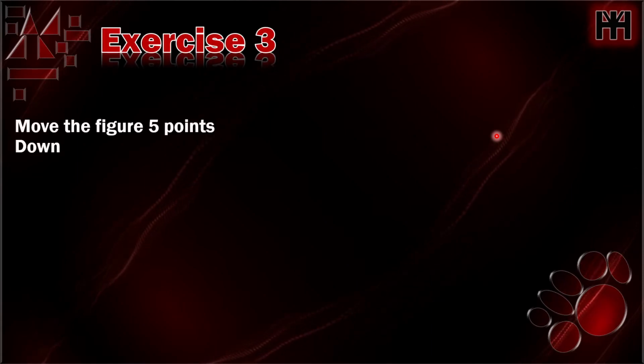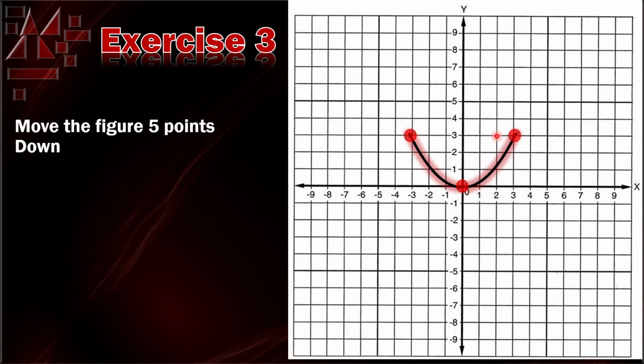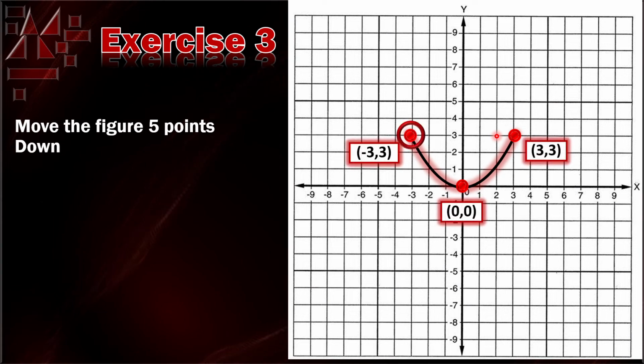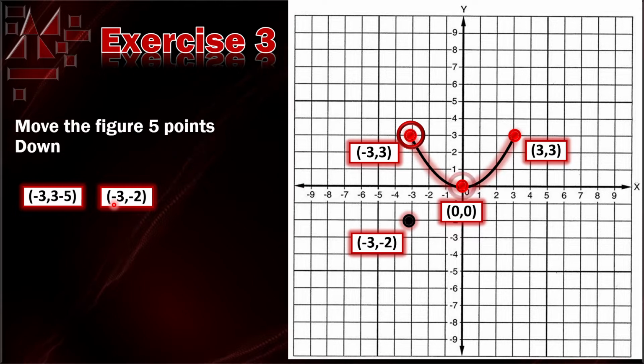Exercise 3. We will move this figure 5 points down. You will start with this point. You will subtract 5 from 3, so we have negative 3 and 3 minus 5. So it will be negative 3 and 0. So the new point will be here, negative 3 and 0.